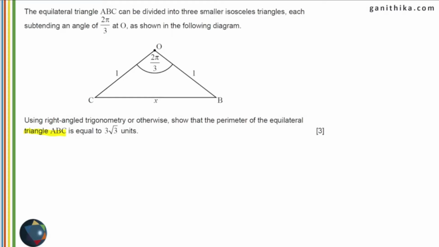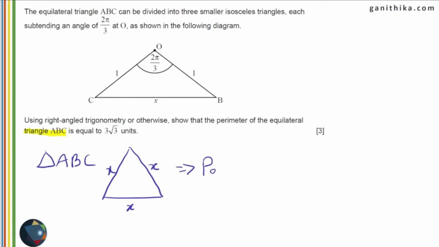You know that triangle ABC has sides x. Therefore, the perimeter of the original triangle ABC will be equal to 3x. So, you are going to find 3x, not the perimeter of the OCB which is shown here. Be careful about that. In order to find the perimeter of the original triangle ABC, you need to find the value of x, for which you are going to use this triangle. So, using this triangle OCB, you can find the value of x.